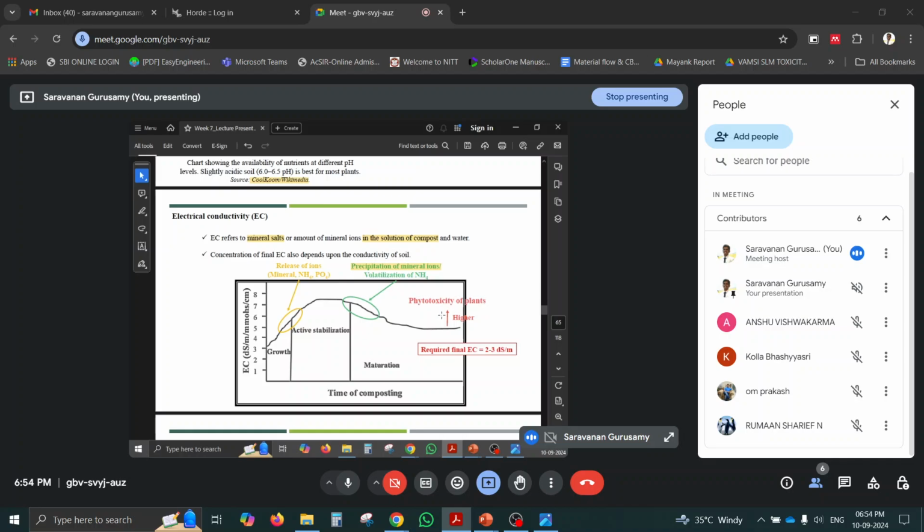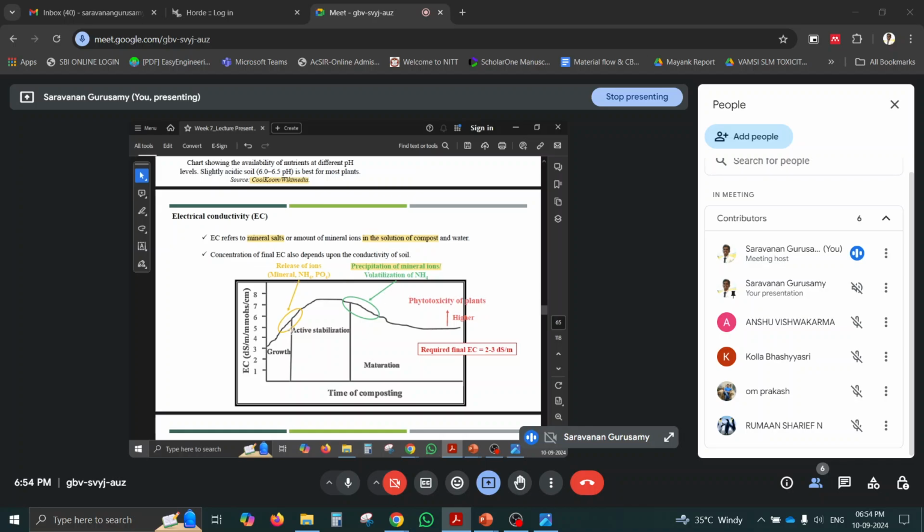Then the second chemical parameter is the electrical conductivity. As you know, electrical conductivity is directly proportional to how much soluble salt or mineral salt is present in my compost sample. So whenever soluble minerals are present, my electrical conductivity will be higher. Water will have no conductivity because pure water, H2O, won't conduct electricity. Whenever an ion, a salt, is present in the water, then it is highly conductive.